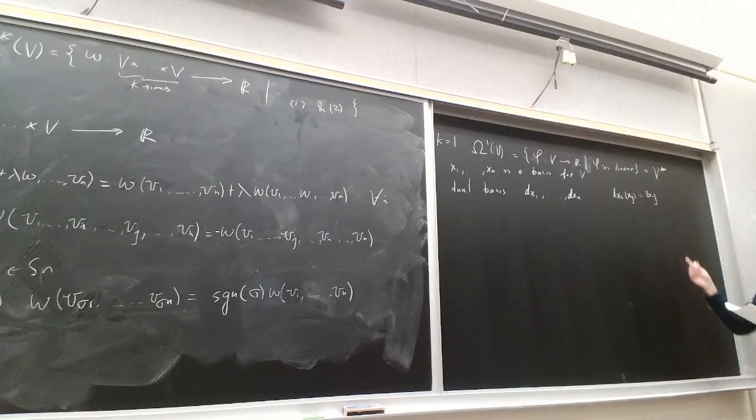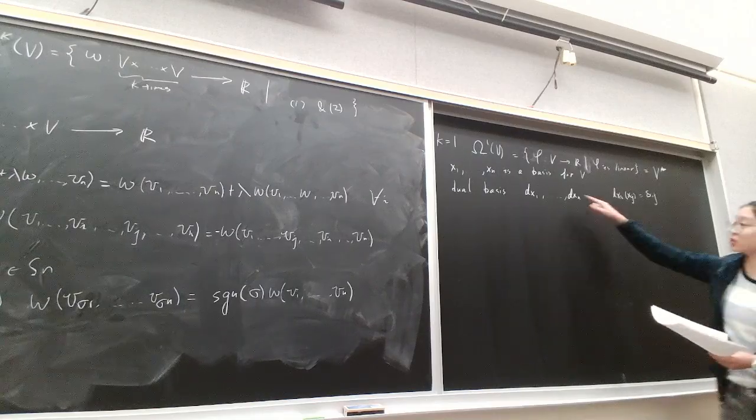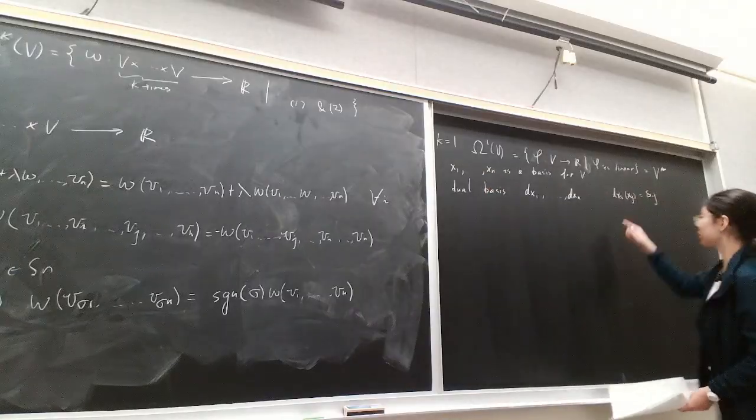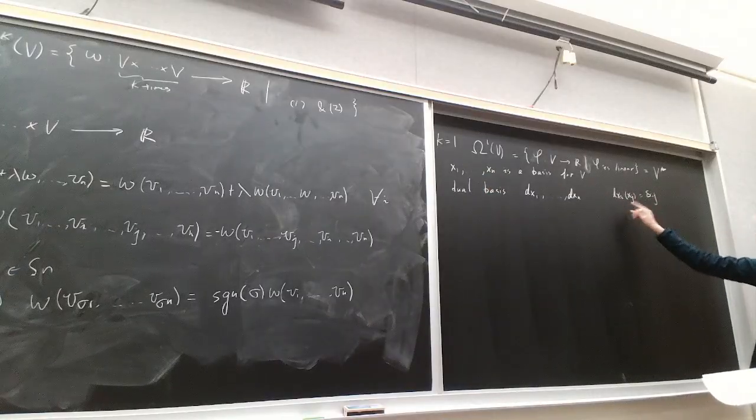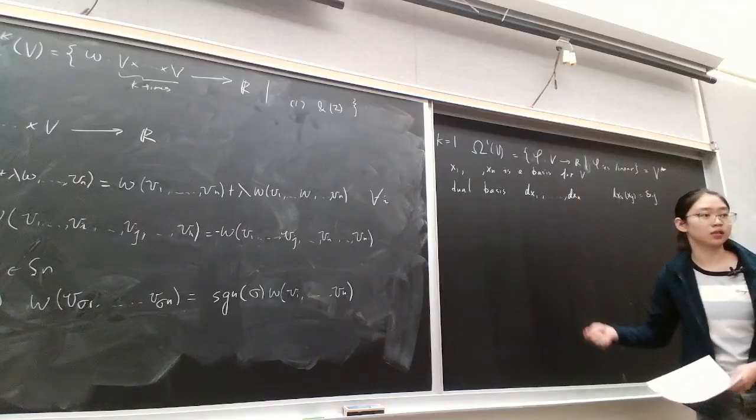Do I need to explain this? xj is another element of the basis. So if they're the same, it gives you 1. If they're different, it gives you 0. And this forms a basis for the dual space.